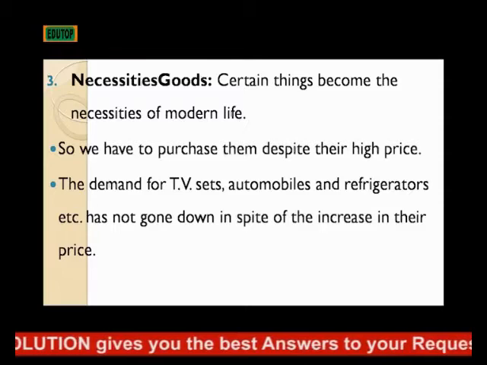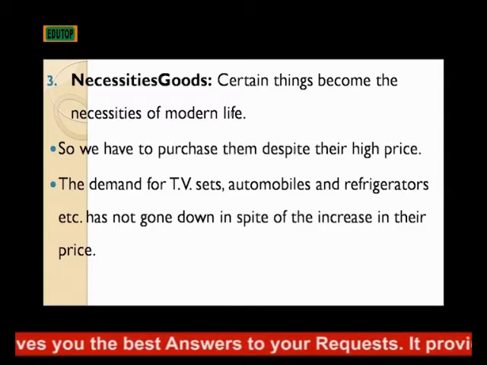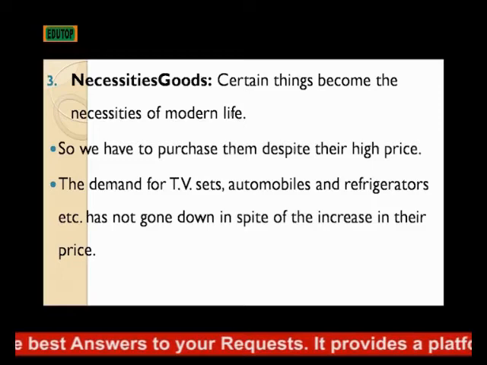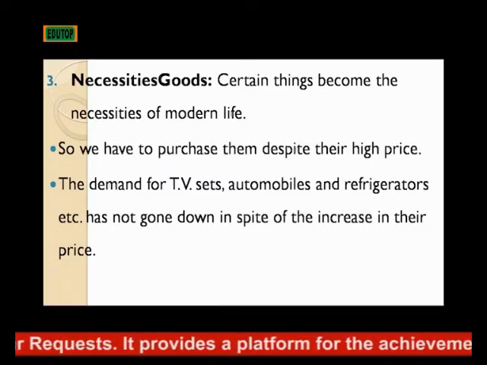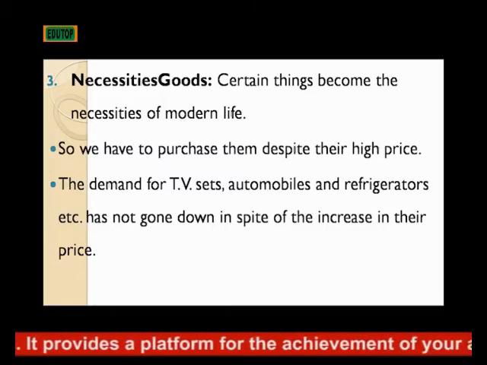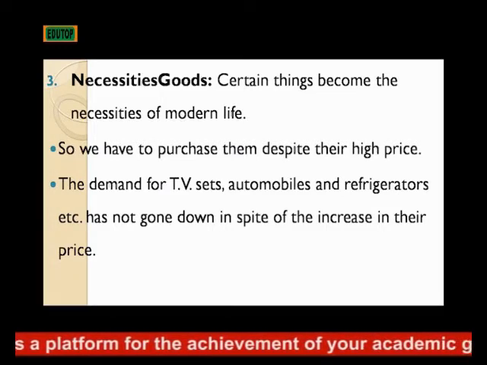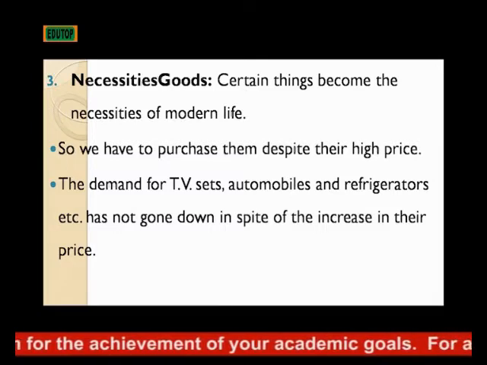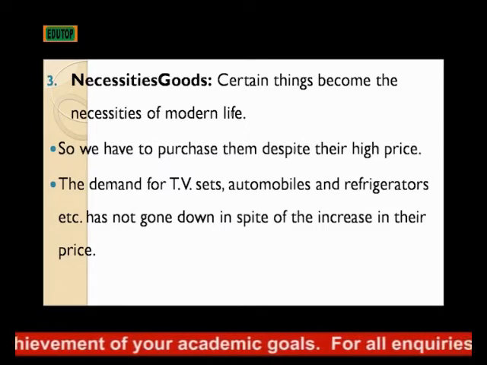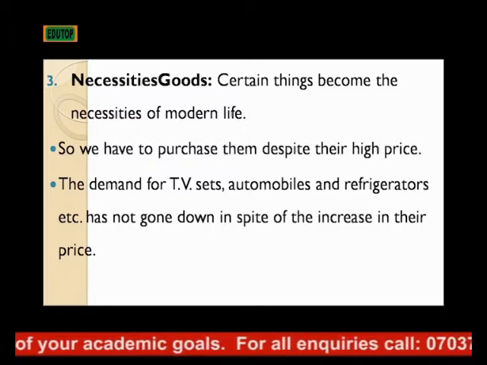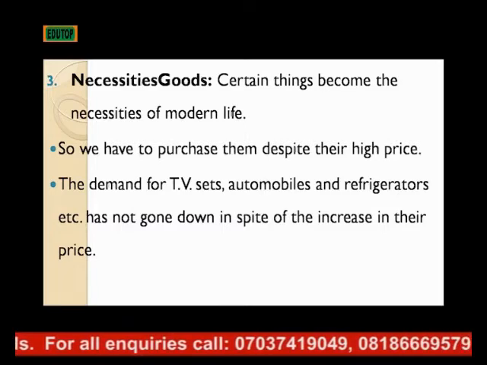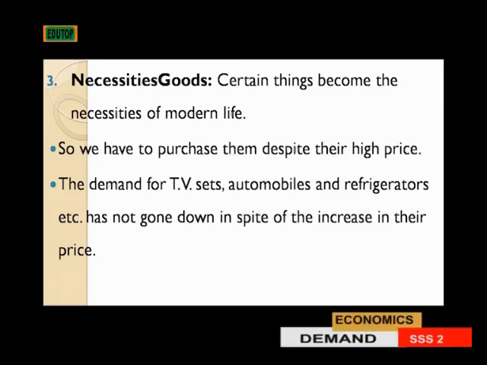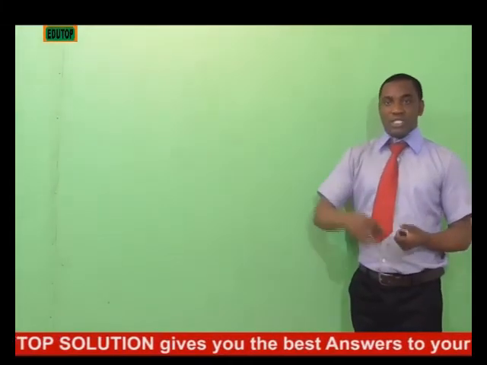The third one is necessity goods. Certain things become the necessity of life. So we have to purchase them despite their high prices. Those necessity goods are the goods that we cannot do without. Whether the price is high or low, we just have to buy it. So even as the price is increasing, the demand for that particular product will not reduce. Therefore, it will violate the law of demand that says the higher the price, the lower the quantity demanded.